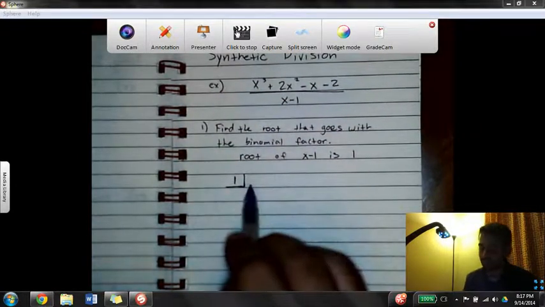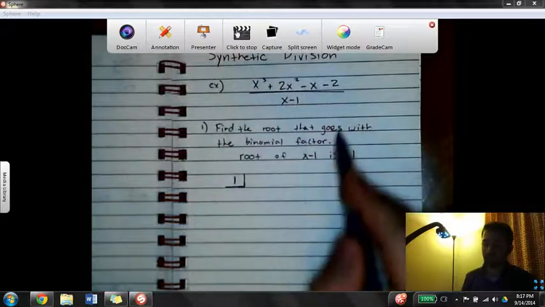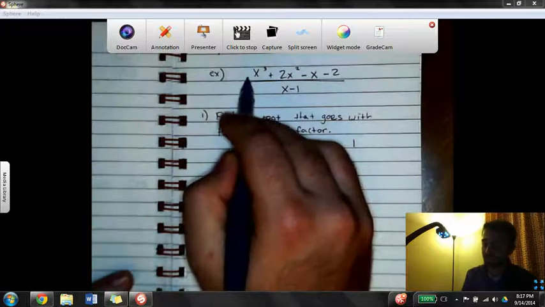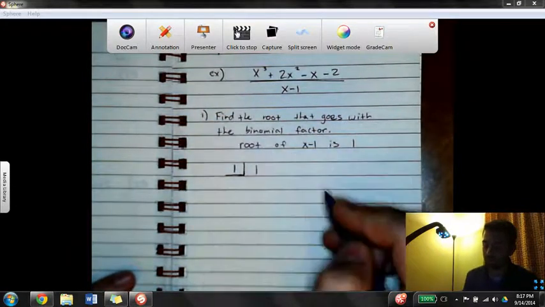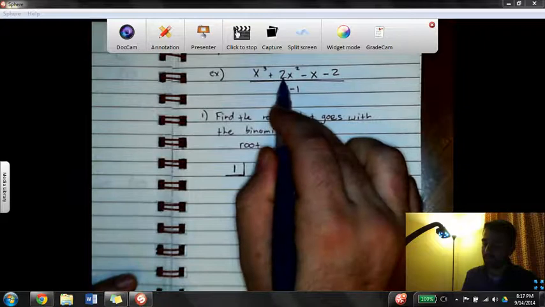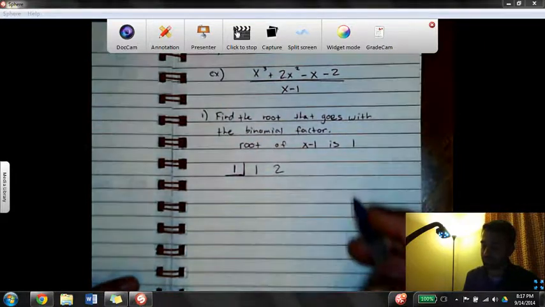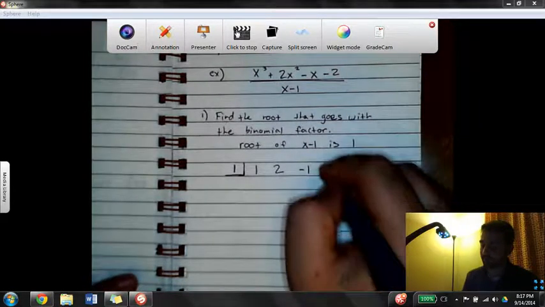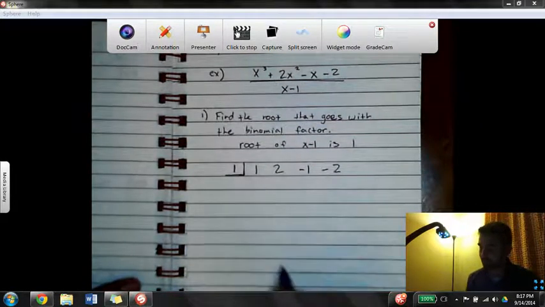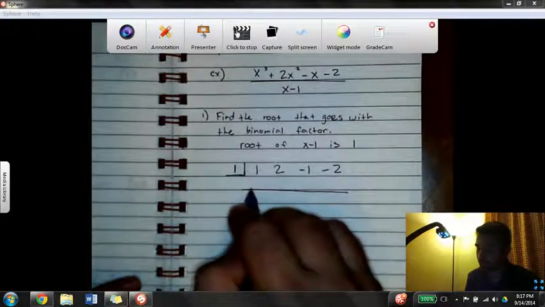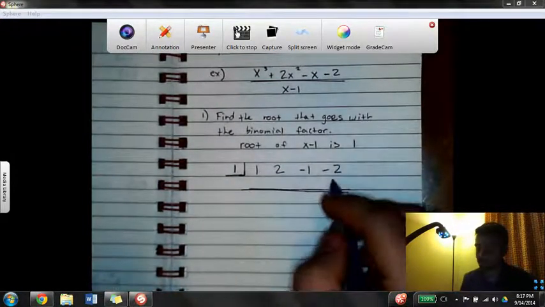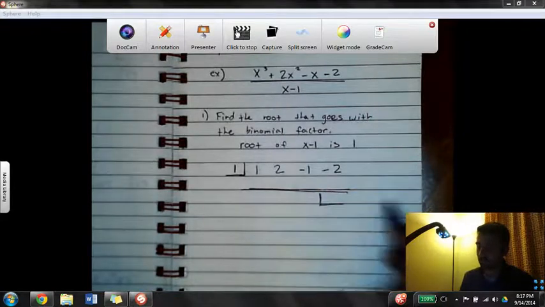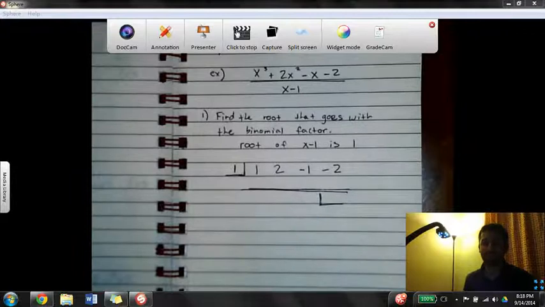And then next to it, we're going to start to write all of the coefficients for the trinomial we're dividing. The coefficient in front of the x cubed is 1, and the coefficient for x squared is 2. The coefficient for x is a negative 1, and the coefficient for our final term is a negative 2. We're then going to draw a line, and directly under that final term, draw another corner box, and we'll come back to that later.